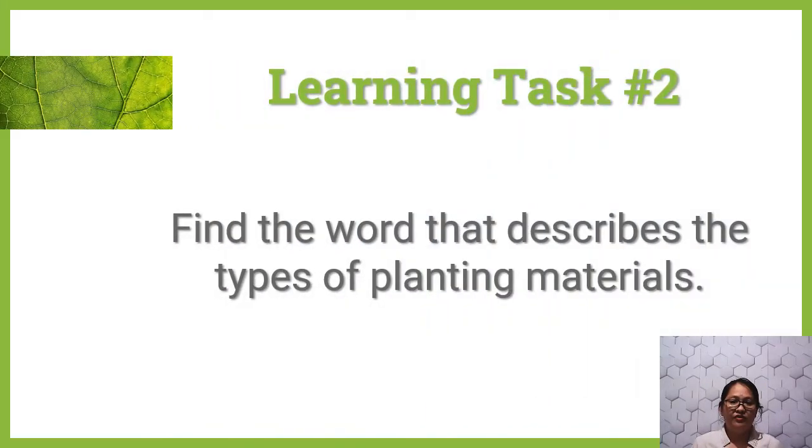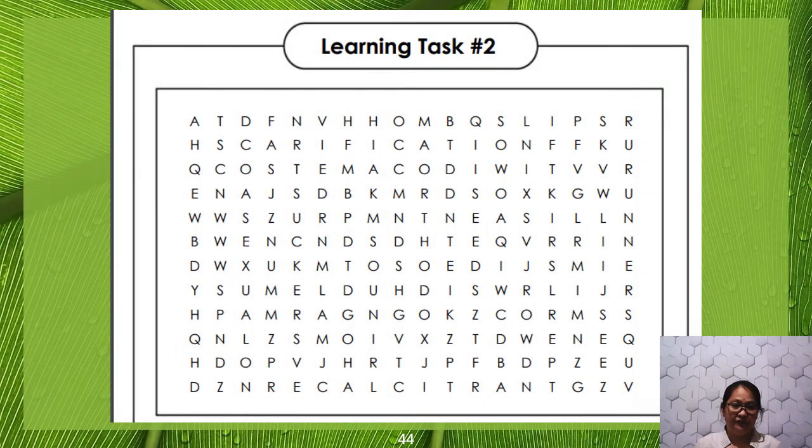Now, let's move on to learning task number 2. Find the word that describes the types of planting materials. Okay, so this is a word search puzzle. You will find at least 10 words that describe the types of planting materials. Write your answers on a sheet of paper.